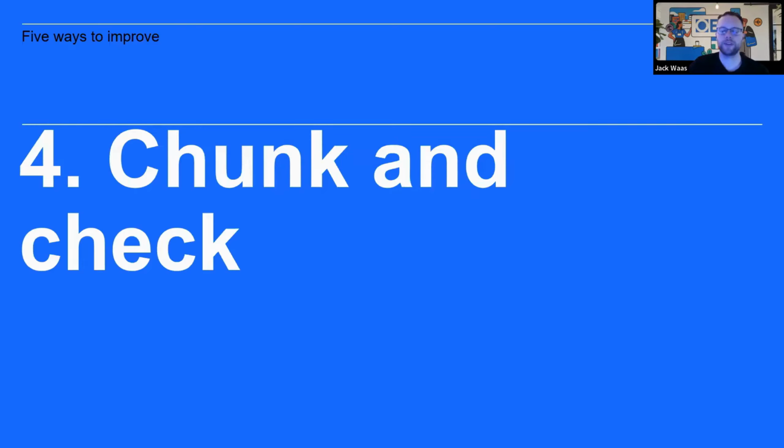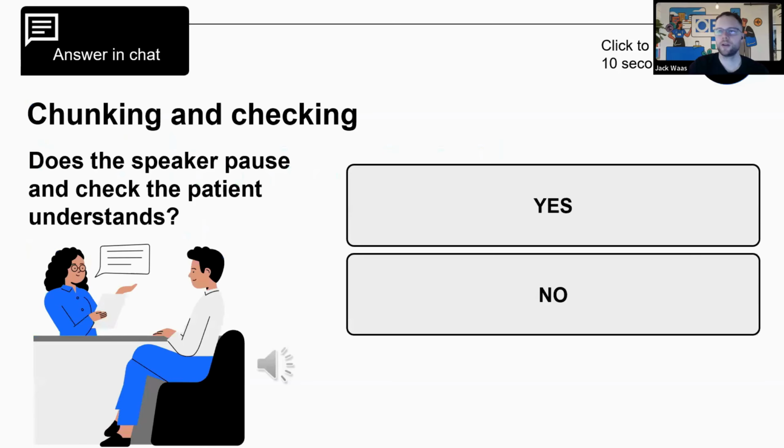The next way you can improve in the speaking subtest is by chunking and checking when you give information to the patient. So let's see what it means to chunk and check information. All right, so I'm going to play an audio, and you need to tell me if the speaker pauses enough and checks that the patient is understanding when they're speaking to the patient. So let me go ahead and play this now. And I want you to think about this question: does the speaker pause and check the patient understands?